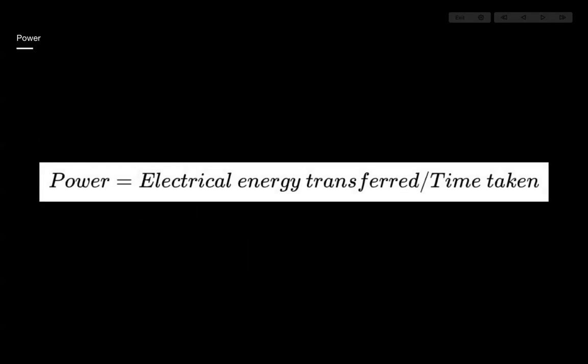But LED bulbs use much less electrical energy per second to produce the same amount of light as the traditional incandescent light bulbs. So, we do have this concept of power. Power is this very idea of the energy transferred per second, and it is given by this equation: electrical energy transferred divided by the time taken.